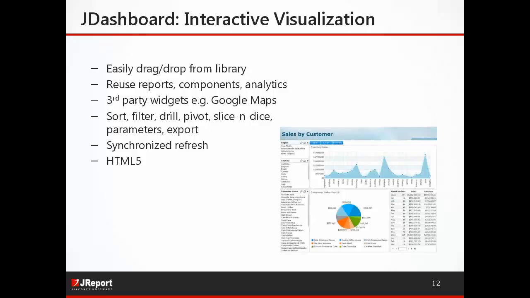So in JDashboard, you have a blank canvas and say you want to create a dashboard out of it. So you can easily drag and drop components from your library. You can reuse components that you created before for your other reports. You can simply drag and drop tables, crosstabs, line charts, or third-party applications such as Google Maps, weather, and you can just throw it onto the blank canvas.